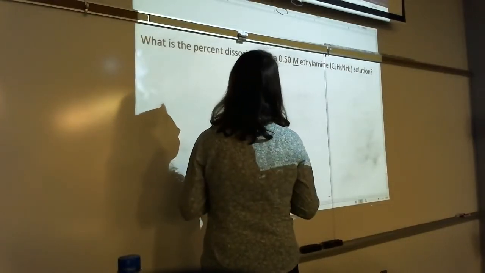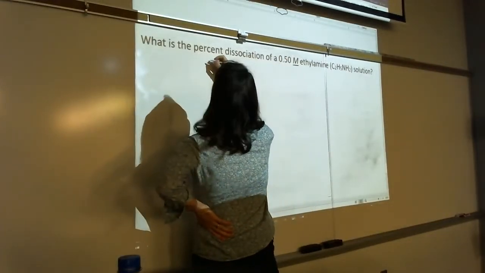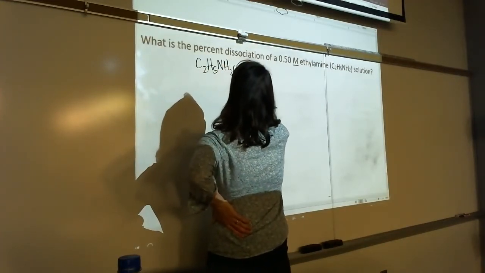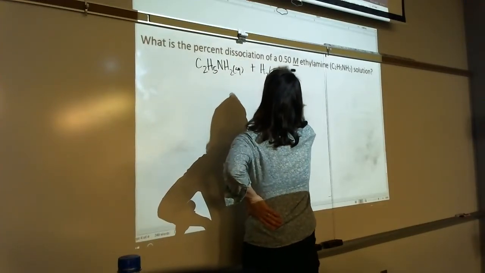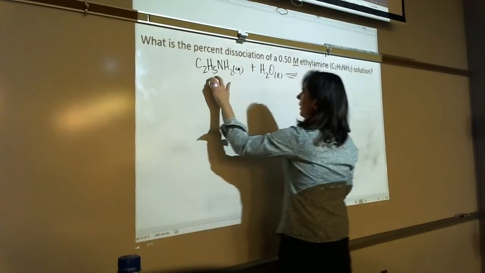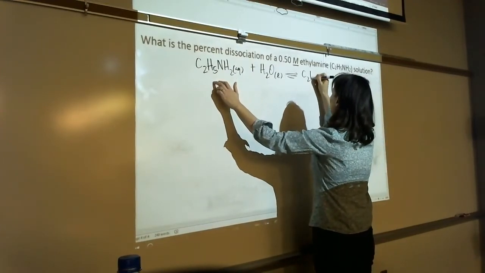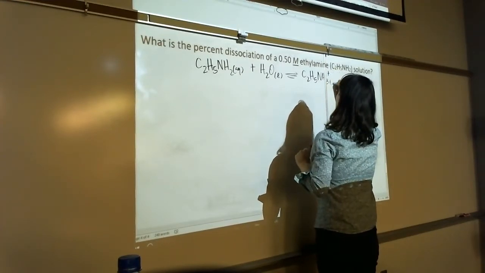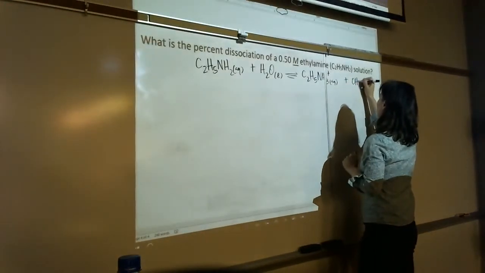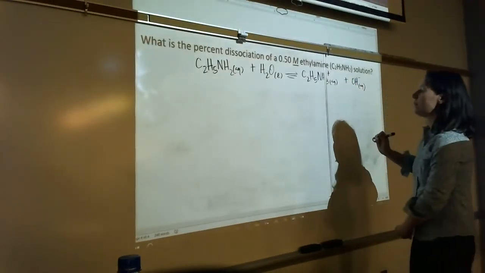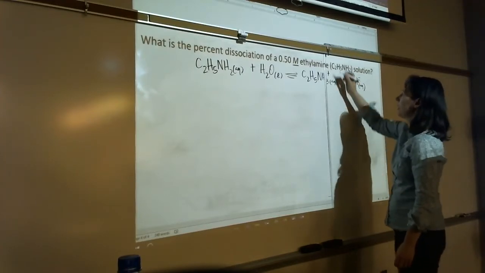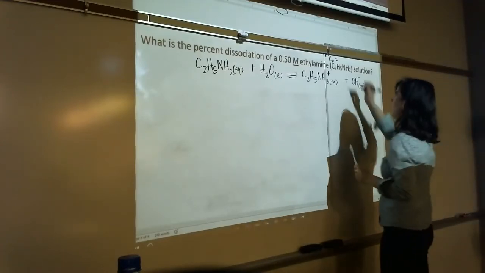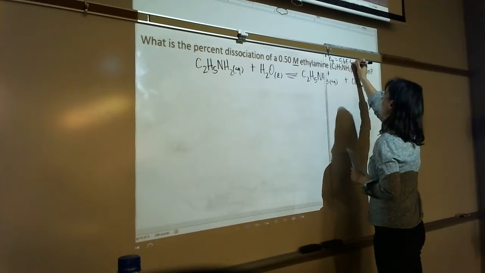All right, let's focus in for one more problem. We got C2H5NH2 plus H2O. What does this become? C2H5NH3 plus hydroxide. You need to look up the KB in your handout. KB is 5.6 times 10 to the negative 4. That's right, 5.6 times 10 to the negative 4.